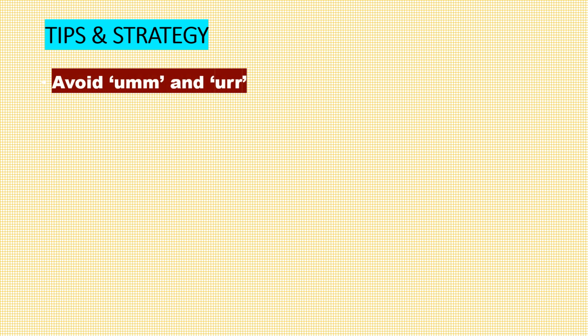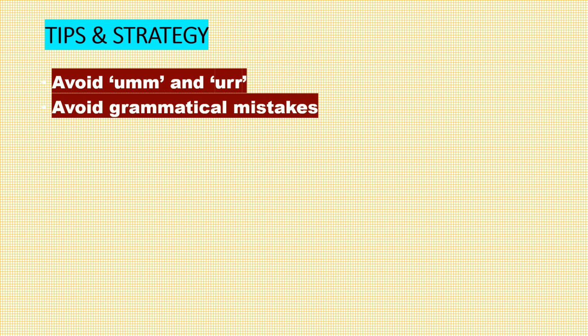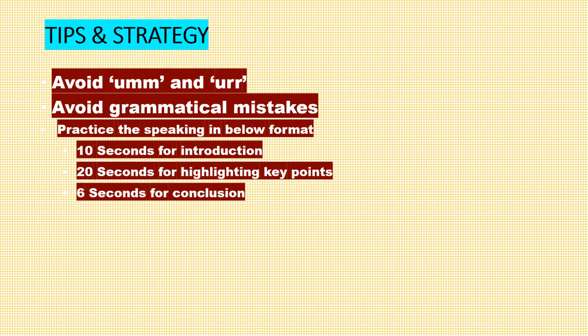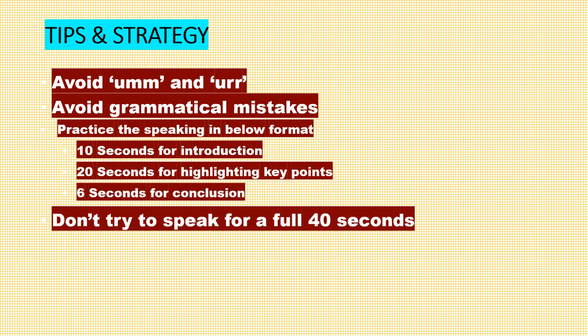Moving on to the tips and strategy, the first is avoid umming or erring while speaking. This will reduce your oral fluency and overall marks. Remember to avoid grammatical mistakes while forming the sentence. Practice speaking in the below format: 10 seconds for introduction, 20 seconds for highlighting key points, and 6 seconds for conclusion. Don't try to speak for the full 40 seconds, stop before 36 seconds, because if you extend your speaking to 40 seconds, then you might miss the conclusion and lose the marks.